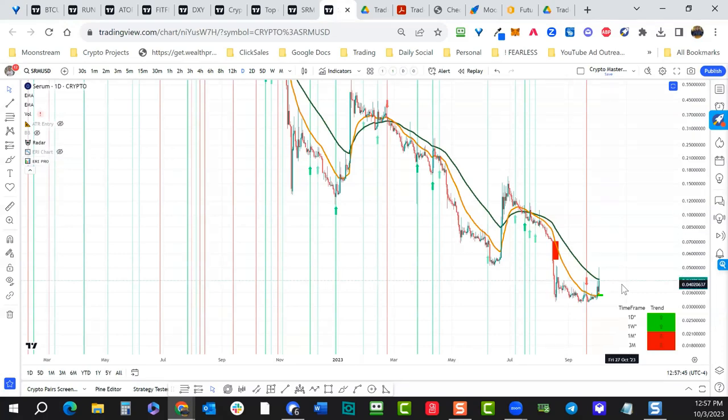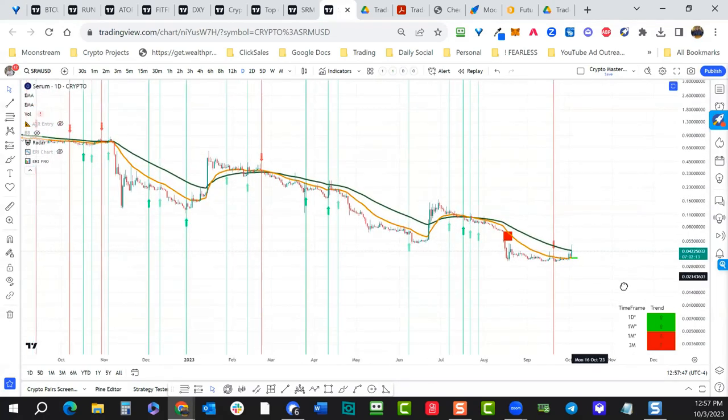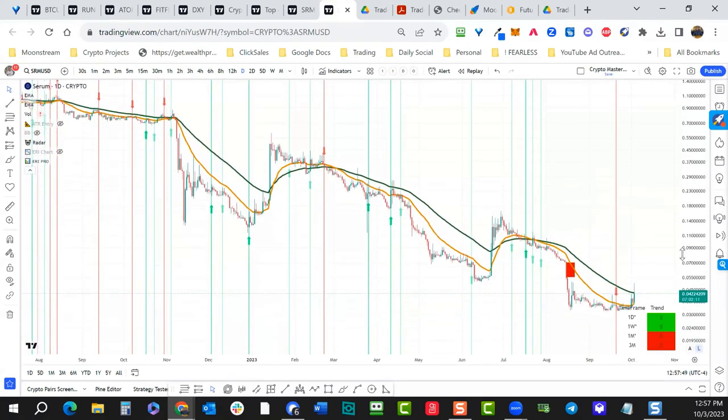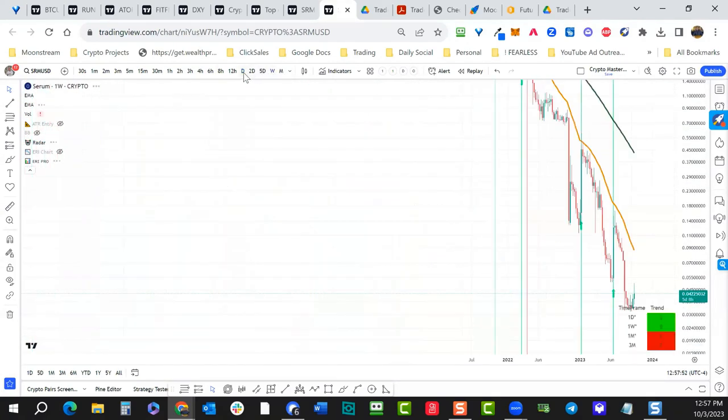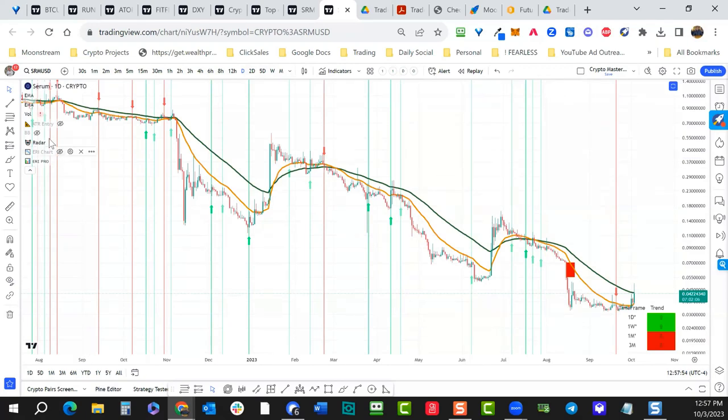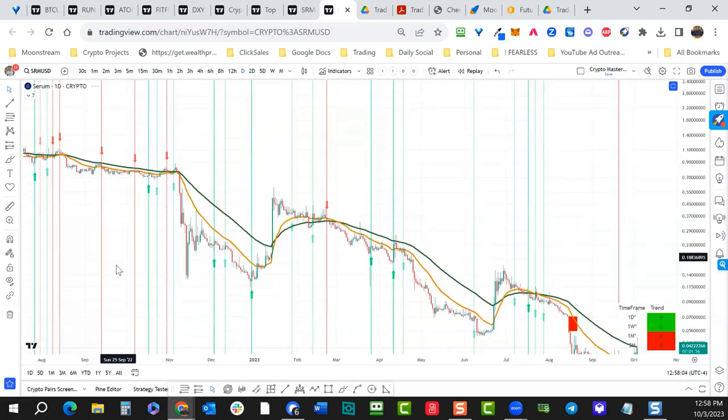Getting a little bit of buying excitement down here, but it's below its 50-day EMA. And so even though it's up 20%, there's just no volume in this thing. Let me see if I can turn on volume. There's not even any volume data for SRM. So Serum, a derivatives exchange, was backed by FTX.